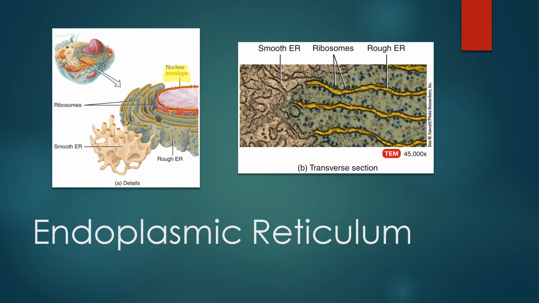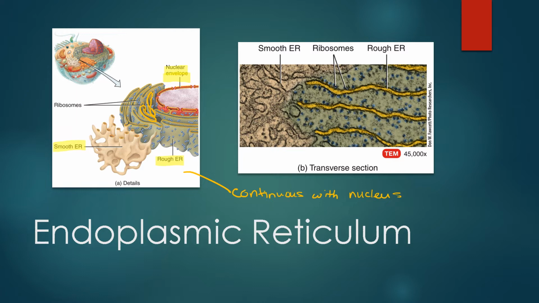Now, there are two types of ER within cells. There's going to be the rough ER, or the rough endoplasmic reticulum, and the smooth ER. So first off, the rough ER is going to be continuous with the nuclear envelope. And it's usually folded into a series of folded sacs. So we can kind of see these little fold structures here. And that's what the rough ER is going to look like there.